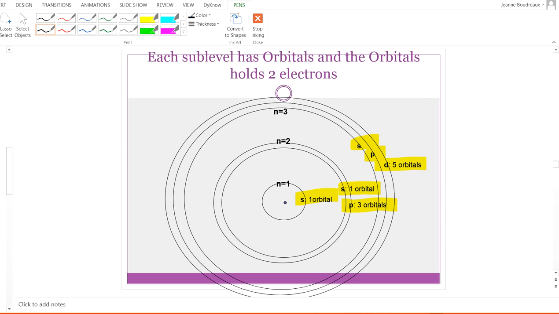Well, energy level 4, so N is equal to 4 through 7, they all look the same. They can each hold S, P, D, and F. And F has 7 orbitals. Now, what I want you to remember is that in each orbital, 2 electrons can exist. It doesn't mean that they always exist, but they can exist.